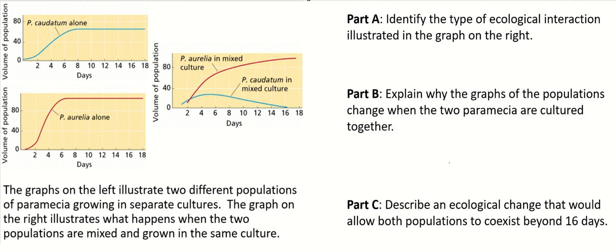Okay. So the two graphs on the left are both population graphs of paramecia. You don't need to know what paramecia are, they're just organisms, and you can see the graphs are similar on the left. When you get a graph that goes up, that means the population is growing. They're reproducing, and that's because there's resources there.